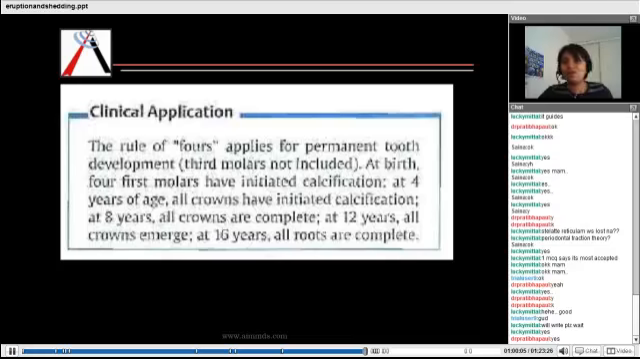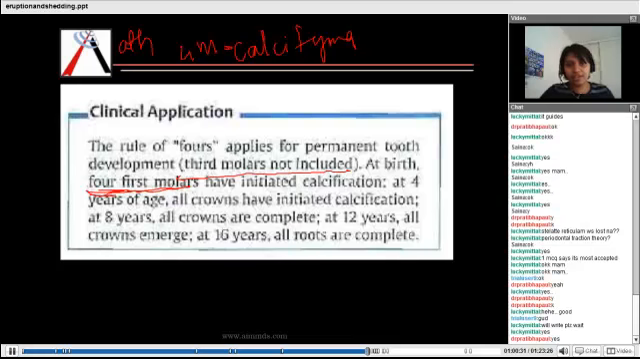Okay, now there's one more, the rule of 4 for permanent teeth. This is a little tricky. Third molars are not included. Okay. At birth, the first 4 molars have started calcifying. Okay, at birth, 4 molars start calcifying.